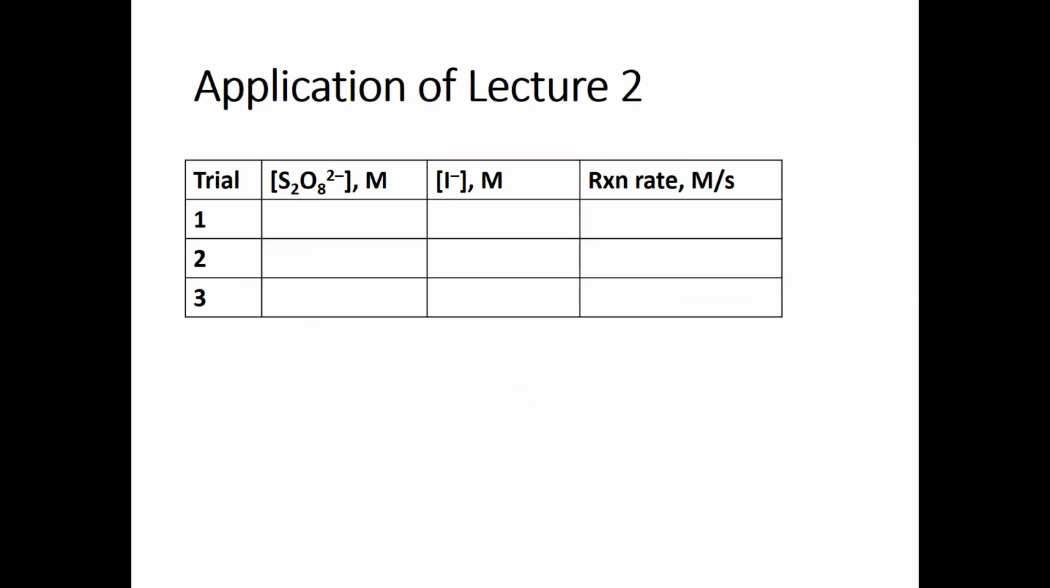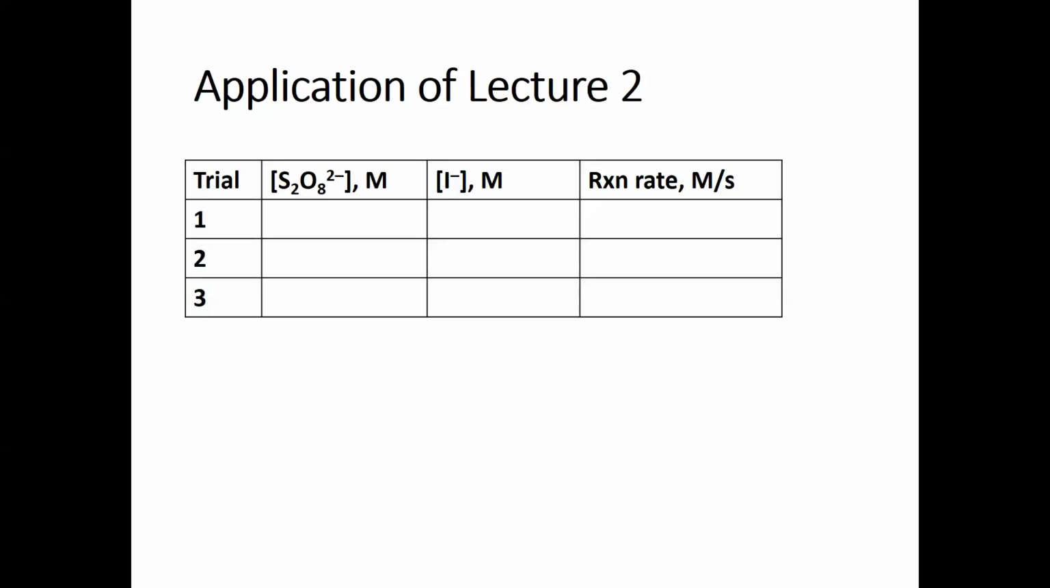Once you do that, you'll generate a table much like we did in lecture 2, rate laws, and you'll do the same kind of analysis that we did. What did we do to the concentration of persulfate between trial 1 and trial 2? How did that affect the reaction rate for those trials? And vice versa, we cut the concentration of iodide. How does that affect the reaction rate?